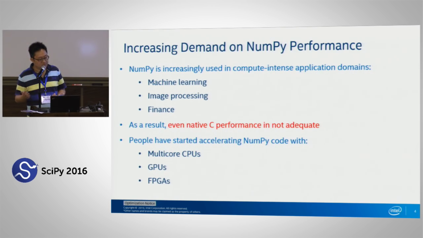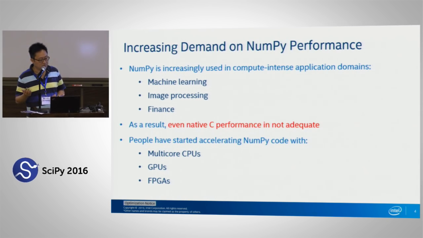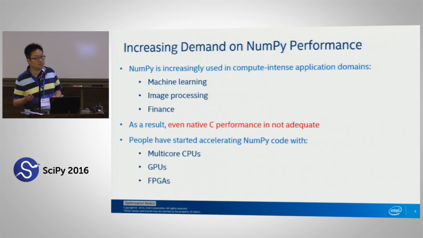However, at the same time, as Python and NumPy are increasingly used in more compute-intense application domains like machine learning, image processing, or computational finance, there is a higher demand on performance. As a result, even the native C performance in NumPy is becoming not good enough. So people have started accelerating NumPy code with what we call hardware accelerators, like multicore CPUs, GPUs, or FPGAs.